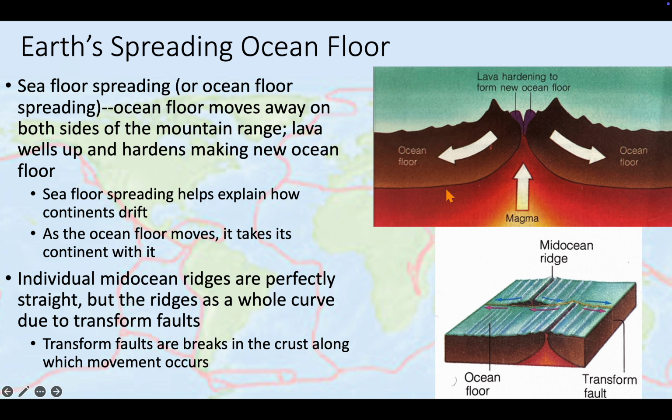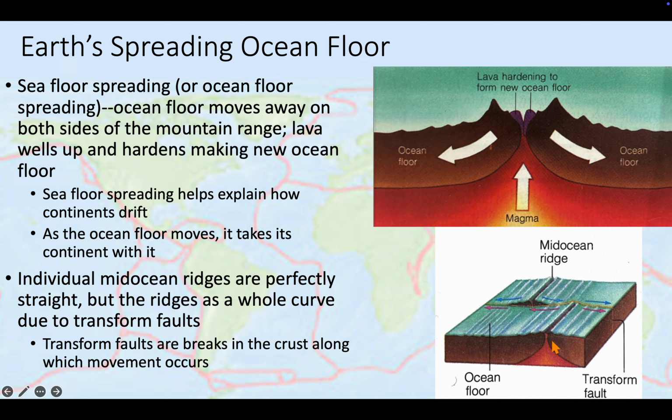Seafloor spreading helps explain how continents drift, and as the ocean floor moves, it takes its continents with it. So that's part of Wegener saying that continents can move, and they had to have once been a large landmass. Now, individual mid-ocean ridges are perfectly straight, but the ridge as a whole curves due to transform faults. Here the mid-ocean ridge is straight, but because of these transform faults, there can be a shift in where that mid-ocean ridge is.